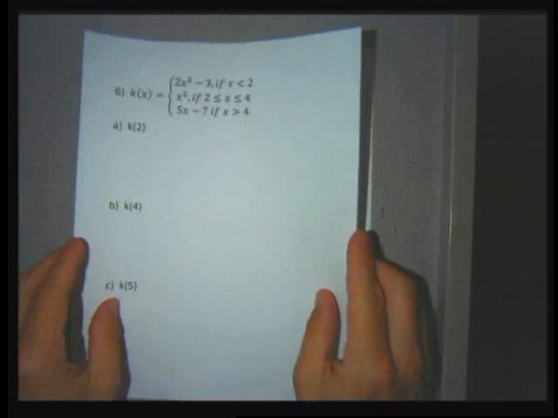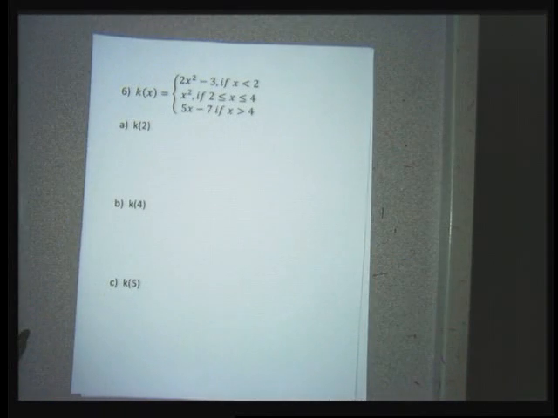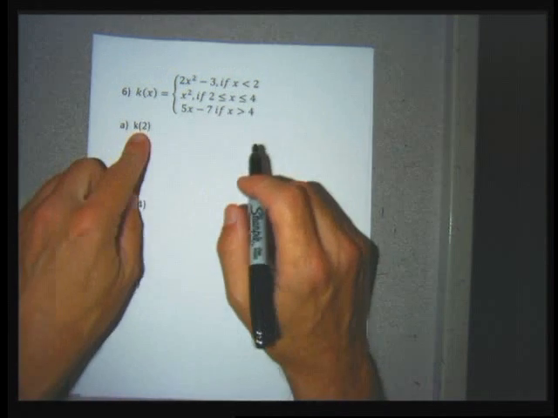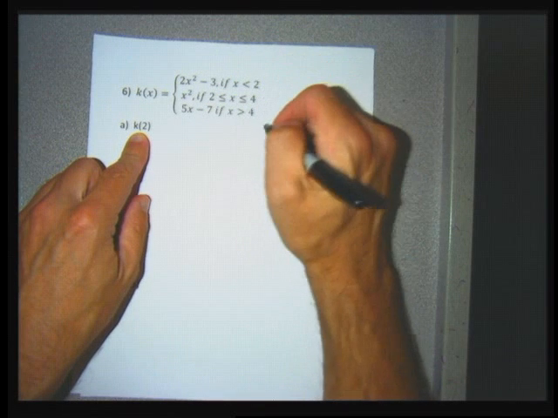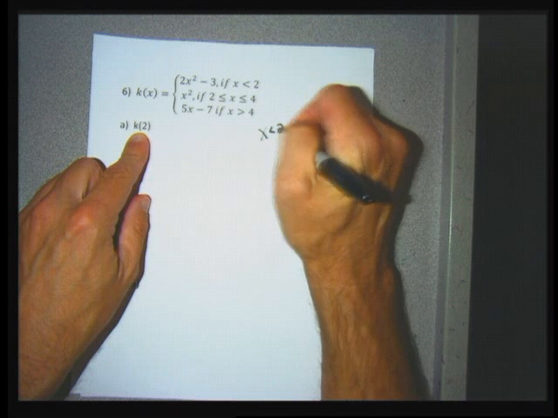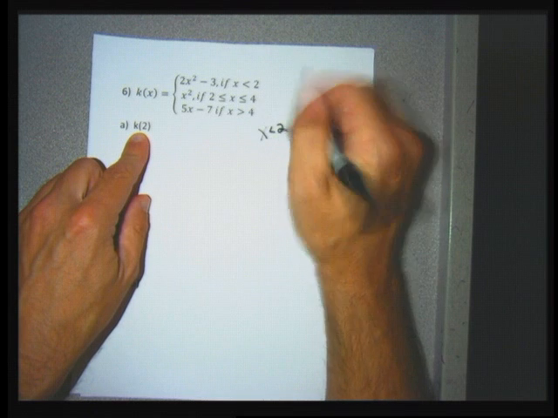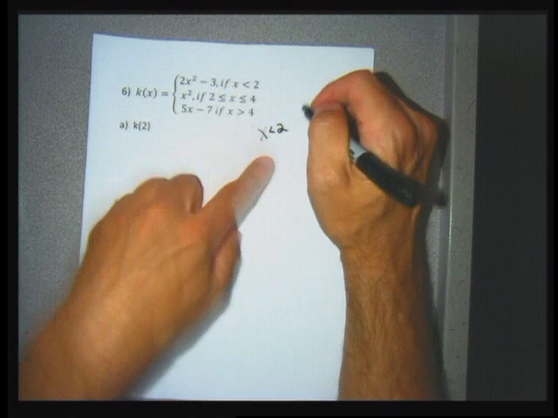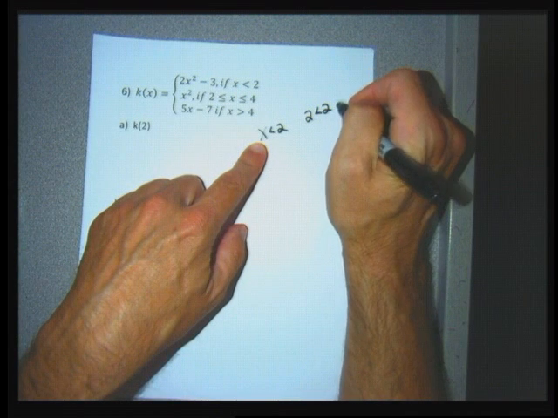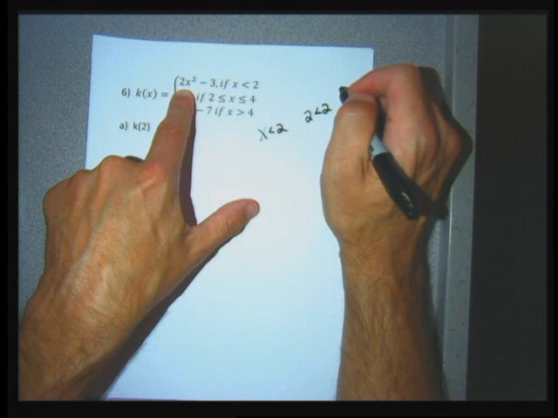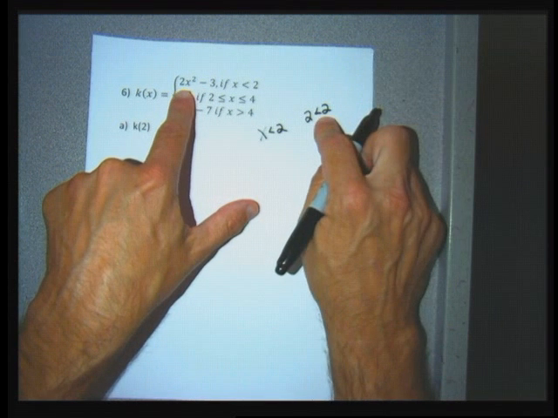Six is a little more complicated. I see the squares, which are some parabolas, but it hardly matters for this particular exercise. So immediately, part A wants me to find out which one of the 3 pieces to plug 2 in for. The top definition I use if I plug 2 in for x and get a true statement. So if I take this statement, x is less than 2, and plug 2 into it, if that was true, I would plug 2 into 2x squared minus 3. But it's not the case that 2 is less than 2. 2 is equal to 2.